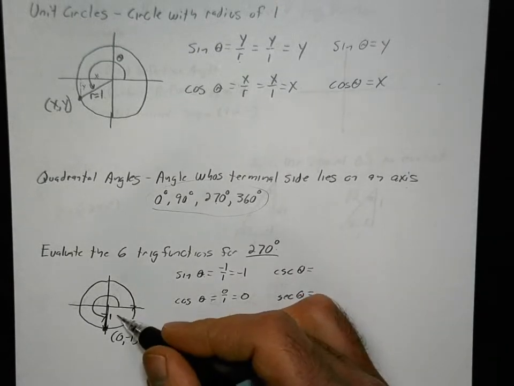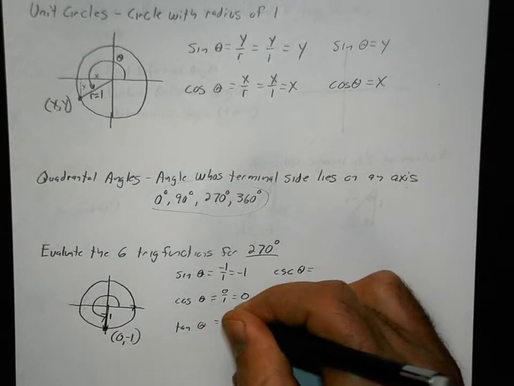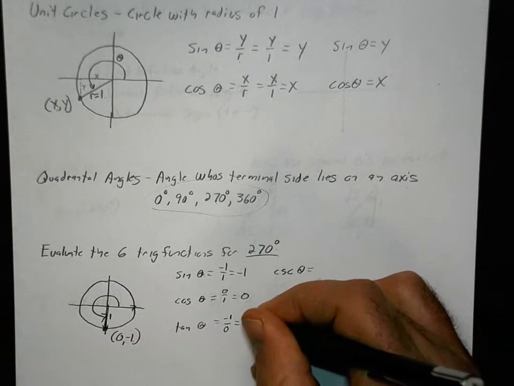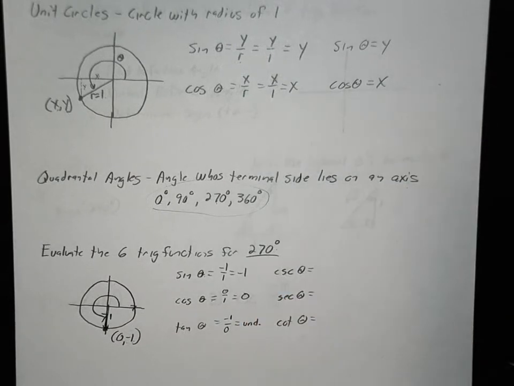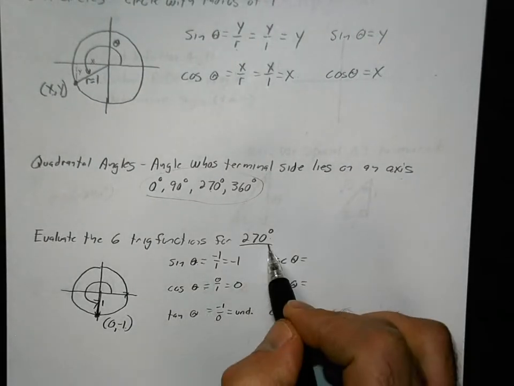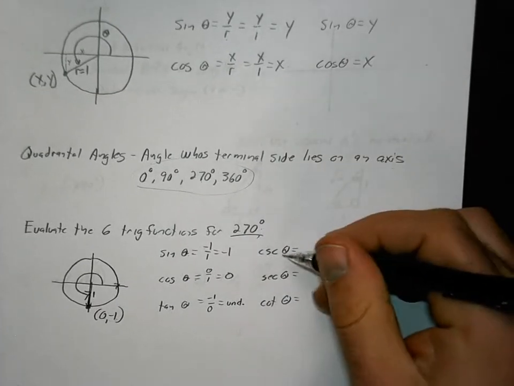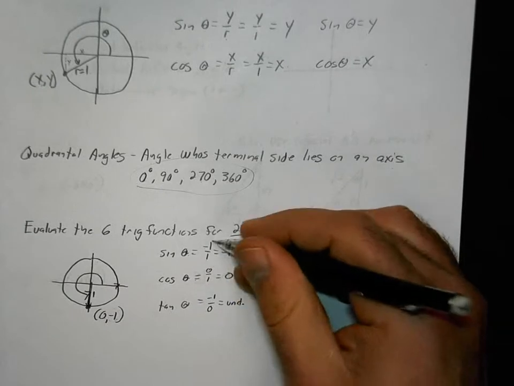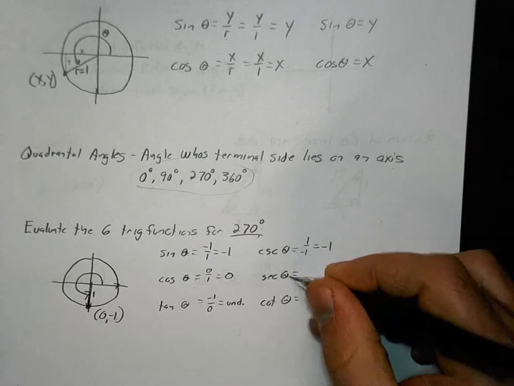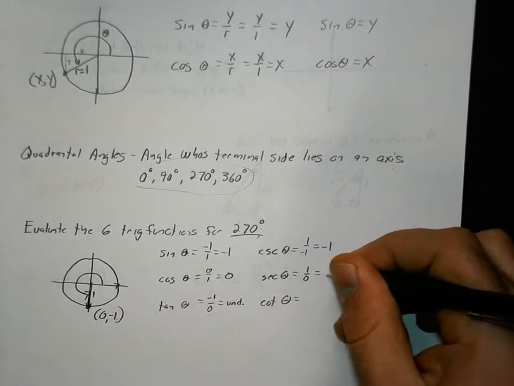Tangent of theta is the y over the x, so it would be -1 over 0, which is undefined. Can't divide by 0. So in this case, the tangent of 270 degrees is undefined. We'll see more reasons why in the future here. Cosecant is the reciprocal of sine, so 1 over -1, which is still -1. Secant is the reciprocal of cosine, 1 over 0, so that also is undefined.